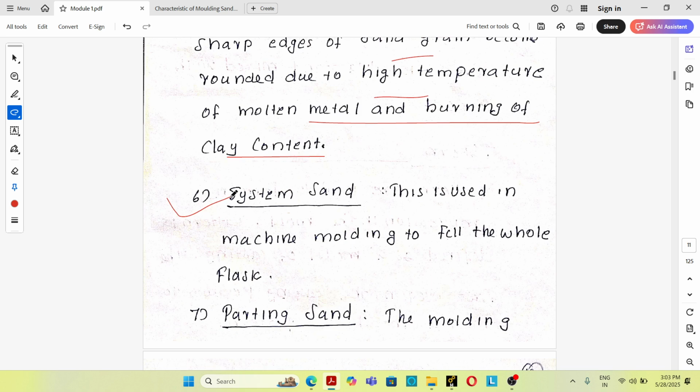And the sixth one, system sand. System sand is commonly used for the machine molding process. In the case of mass production, we have a machine system to fill the mold flask. In that case, we are using system sand.